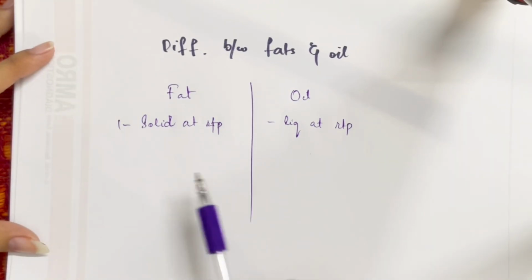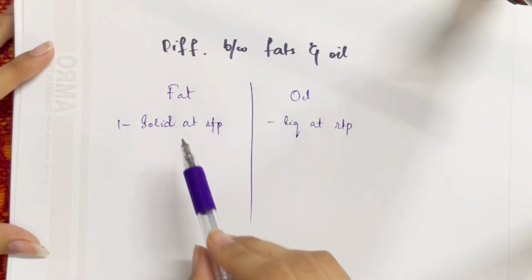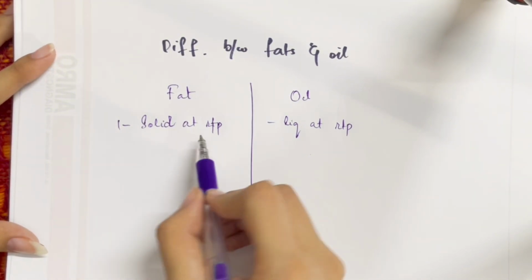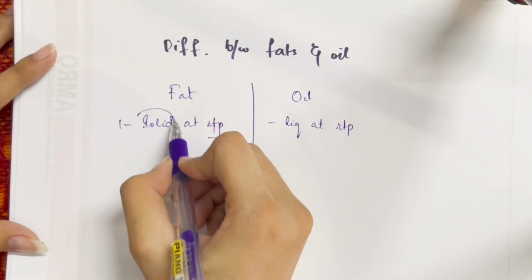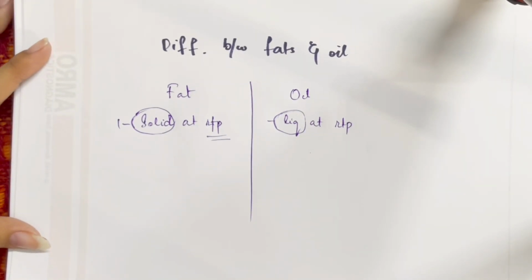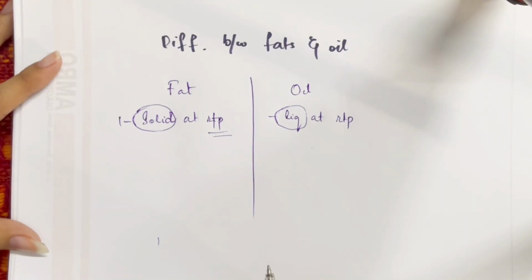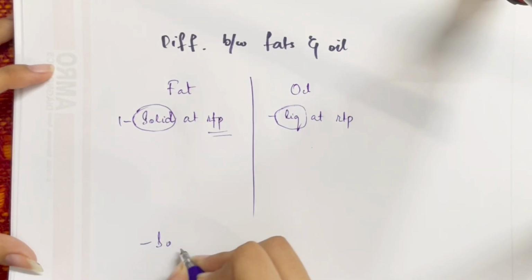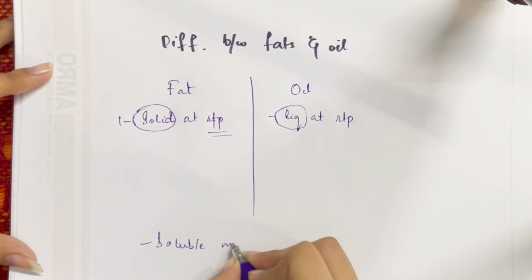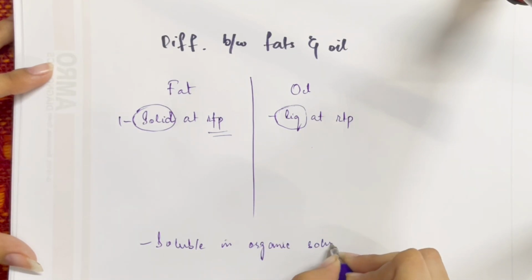This is a very common difference that often comes in your MCQ-based questions. Let's say, what is the condition of a fat when it is at room temperature? All you need to learn is that fats are solid at room temperature, whereas oils are liquid at room temperature. Another point that you need to remember is that lipids are compounds that are soluble in organic solvents.